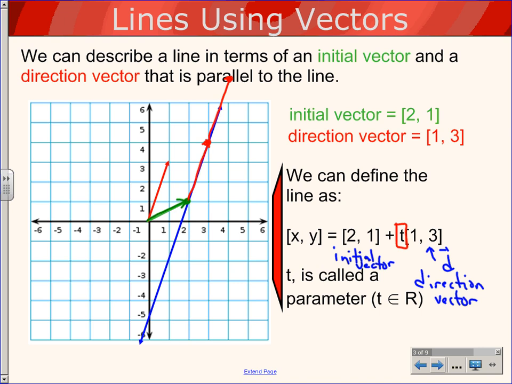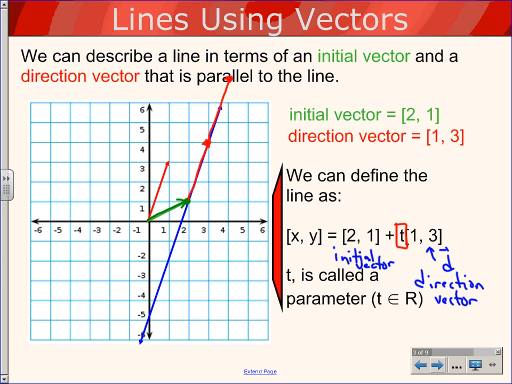t, as I said, is our variable. It's called a parameter. And t is allowed to represent anything. So any number at all. It doesn't have to be an integer. It could be a decimal. It could be the square root of 53 if you wanted it to be. It can be absolutely anything. But that's allowing for, the initial vector is just [2, 1], right? It's going to move us to the line. But then we're saying go as far as you want in the direction of our direction vector.